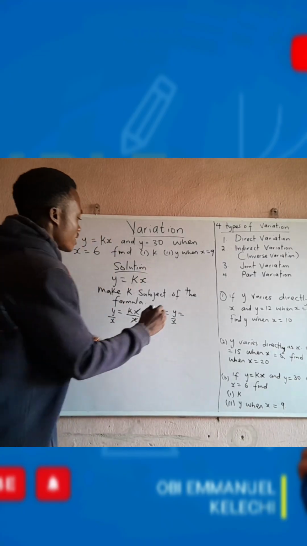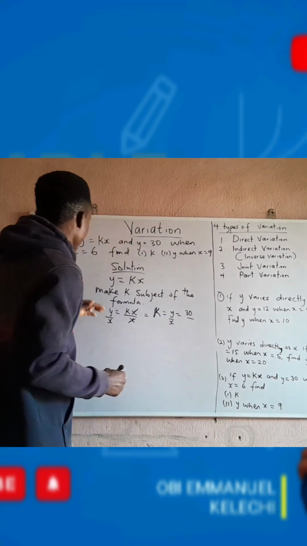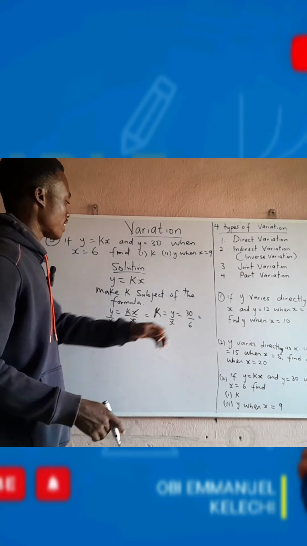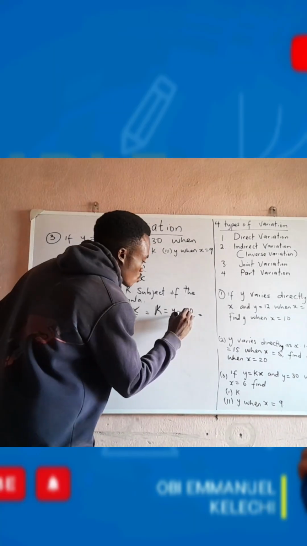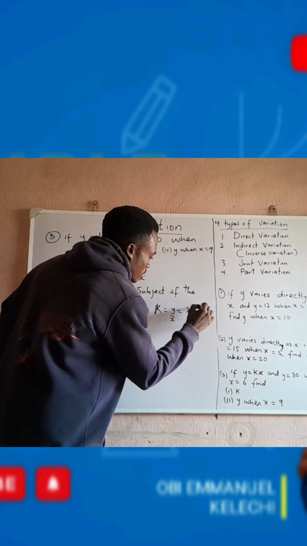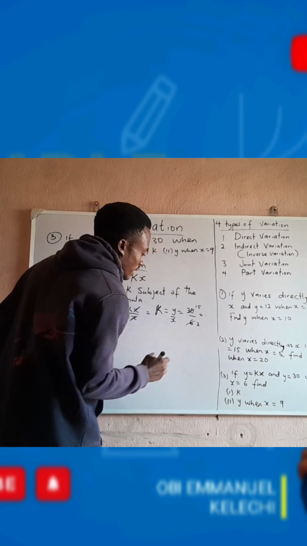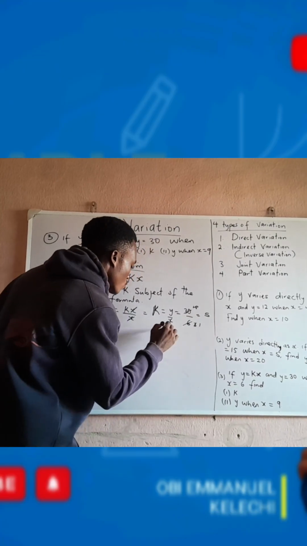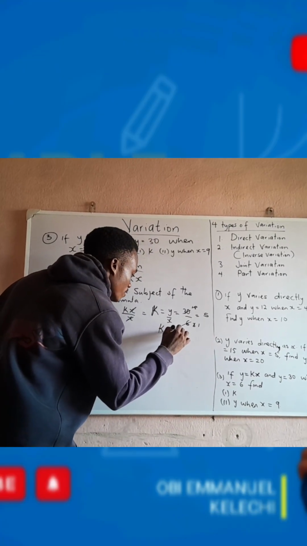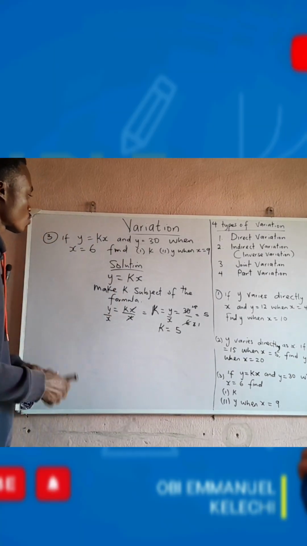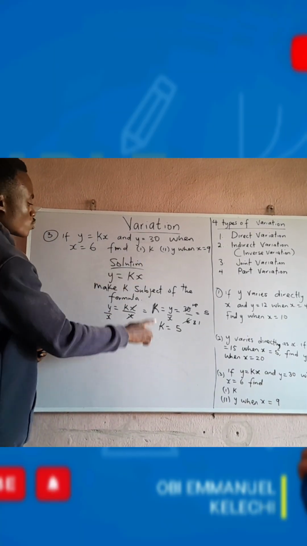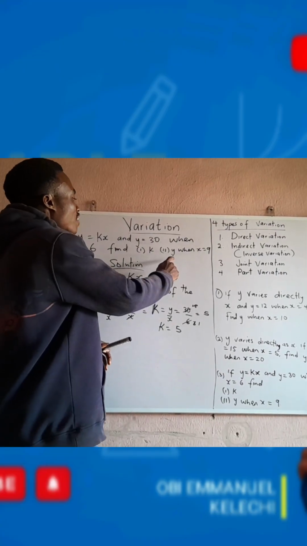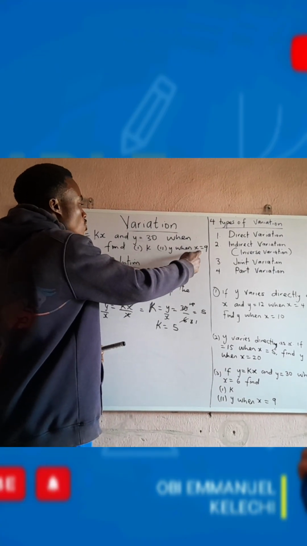So our y is 30, then our x is 6. So 30 divided by 6: 2 divided here will give you 15, 2 divided here will give you 3, 3 divided here will give you 1, 3 divided here will give you 5. So our k is 5. That's our constant. So we've answered the first question, it says we should find k. K is 5. So the next question says we should find y when x is equal to 9.